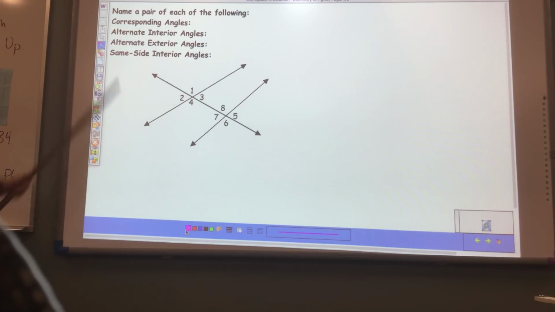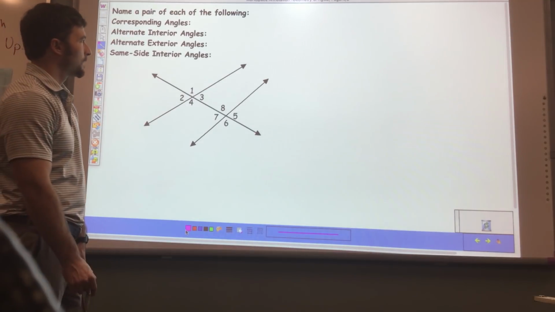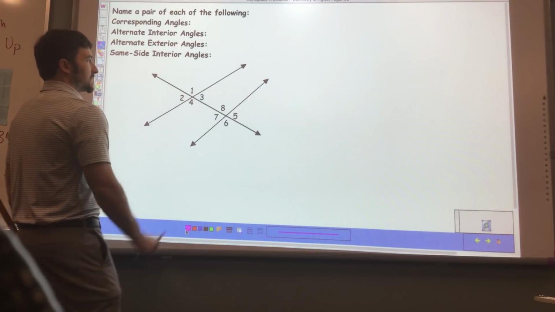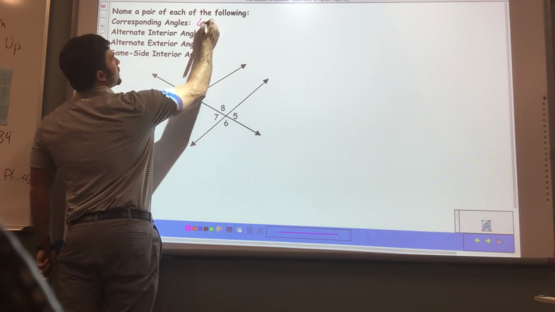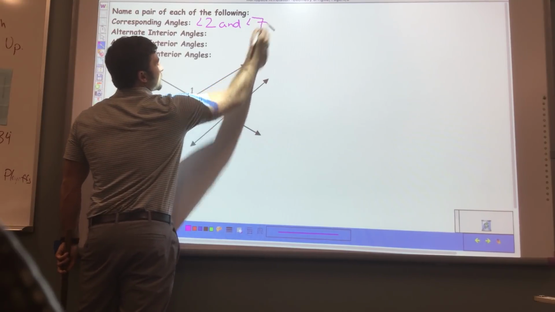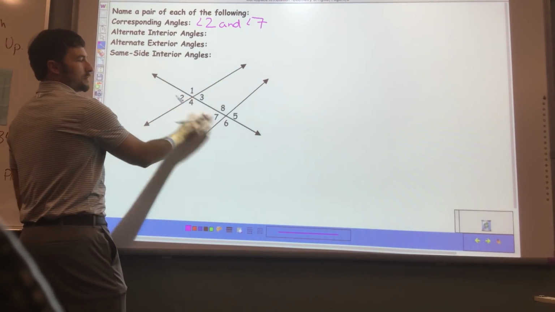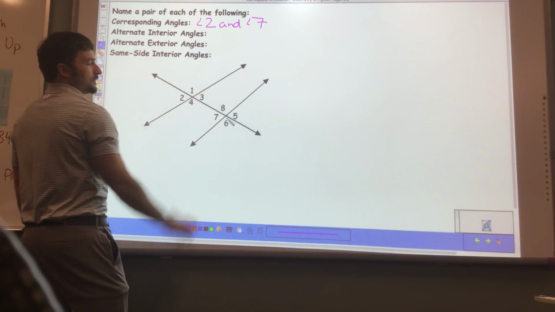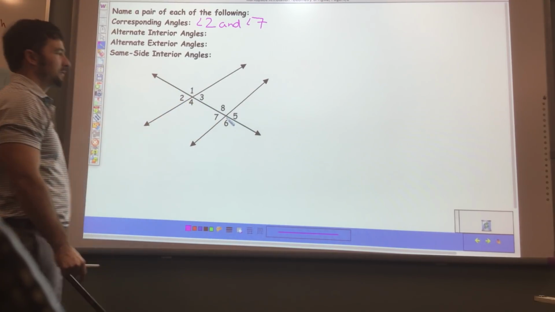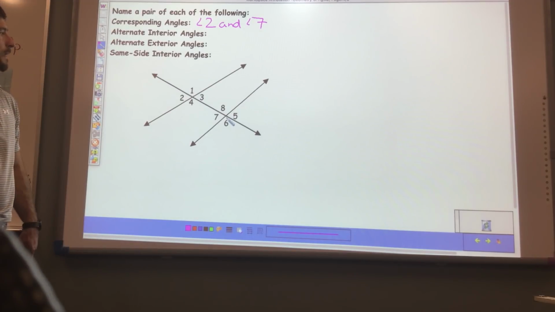So corresponding, again, means they are going to be kind of in matching positions. They're on the same side of that transversal. So corresponding angles, I could possibly say angle 2 and angle 7. Okay. 2 and 7 are on that same side of that transversal, and here they're both on that left, or I suppose top left, if you will, side.